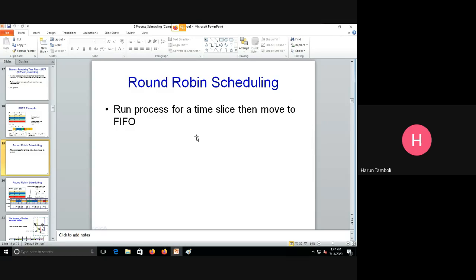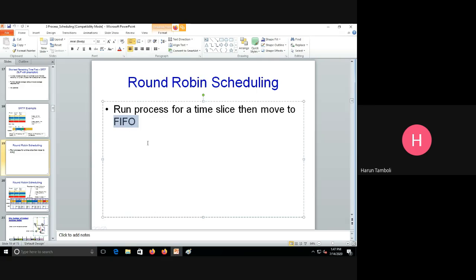In round robin scheduling, every process will get a particular time slot. Each process gets a time slot, and every process has to execute as per that time slot only. If the time slot is not enough, then the process will be preempted and it will get the next turn for execution. And second, it will execute on a first come first serve basis.